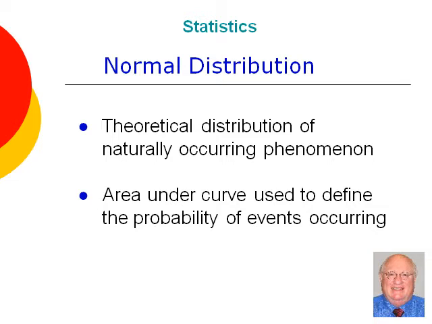The primary way we'll do this is to define the area under the normal curve as the probability of an event occurring.